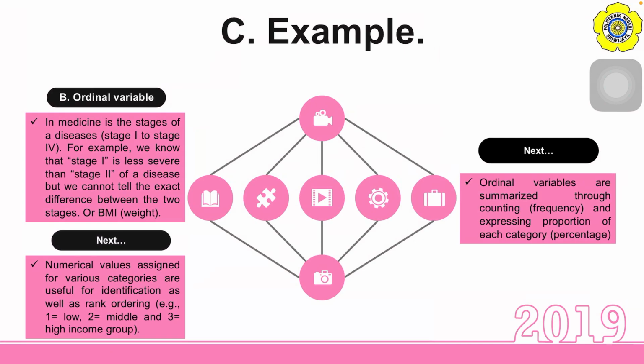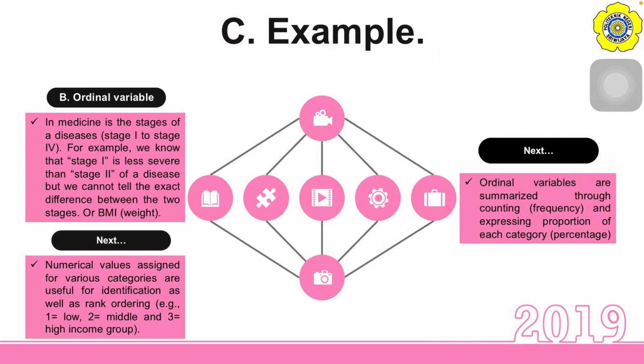It is coming from ordinal variables. In medicine, it is called the stage of the disease, stage 1 to stage 4, or in bahasa we say it's stadium. We know that stage 1 is less severe than stage 2, but actually we cannot tell the exact differences between them.